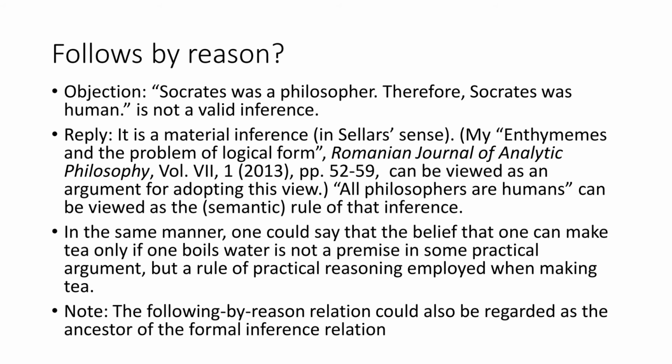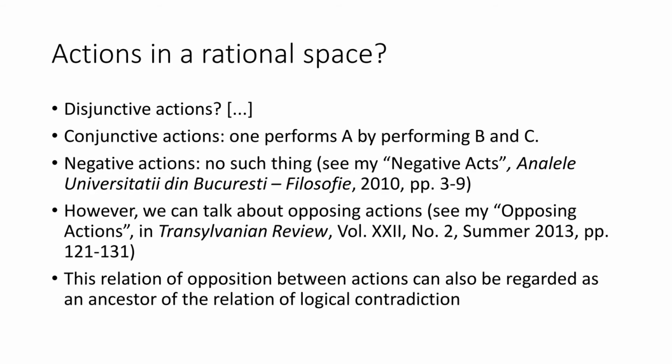And of course, the following by reason relation could also be regarded as the ancestor of the formal inference relation. And now we are at this level of actions in a rational space. If one can talk about such relations, some primitive inferences between actions, then one should be able to place actions in some sort of rational space. Here, I have thought of different things. I don't know yet what to say. I have some ideas, but I don't want to say anything about disjunctive actions. In the case of conjunctive actions, things are simple, right? One performs A by performing B and C, and then A is a conjunctive action.